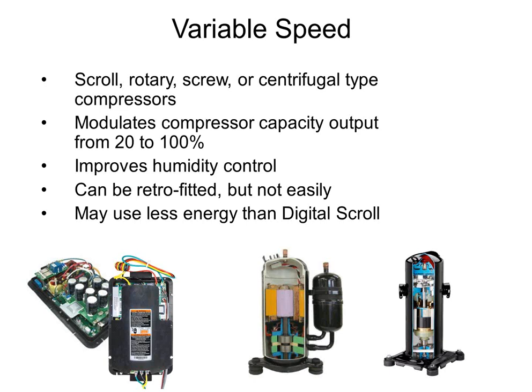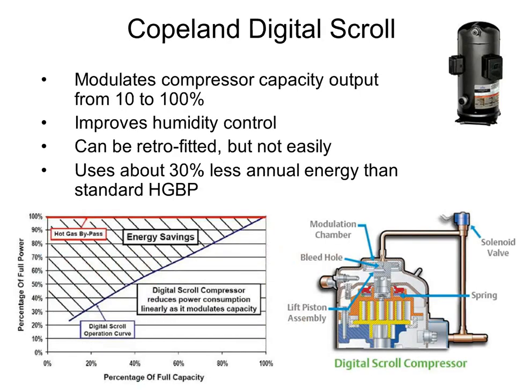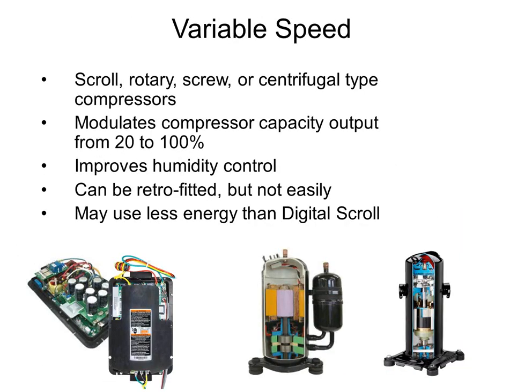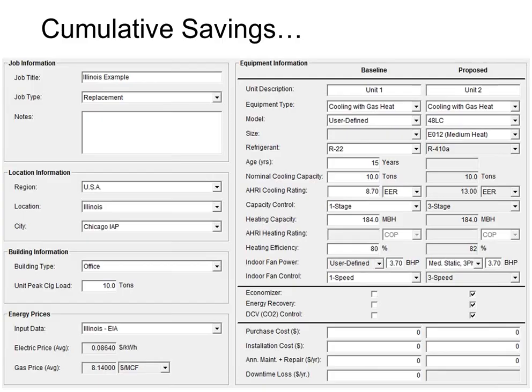It is also, like digital scroll, not easy to retrofit at all, and you'd be sort of on your own in doing it, so you're probably not going to do that. But if you're buying new equipment and you have the option to get either a digital scroll or a variable speed compressor, it might be worth it for capacity control purposes and energy savings.